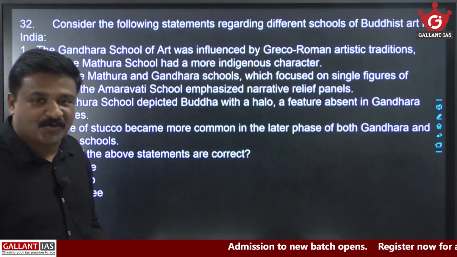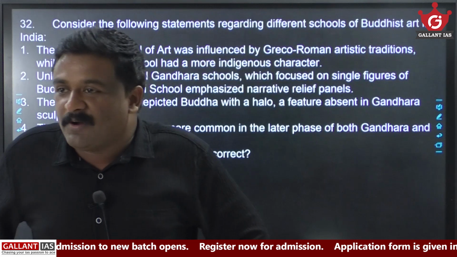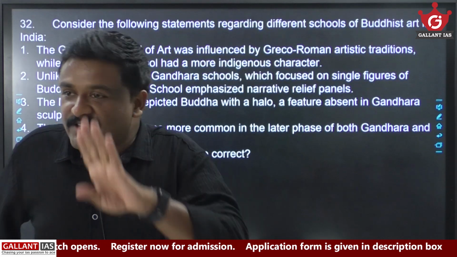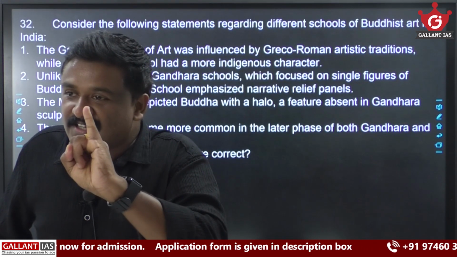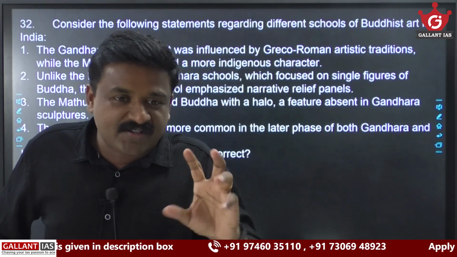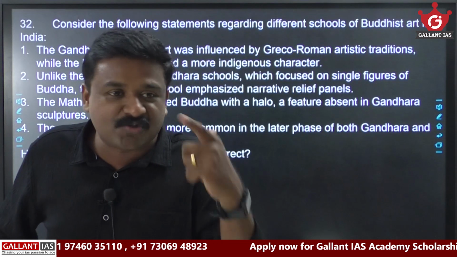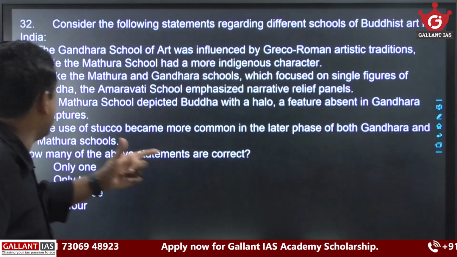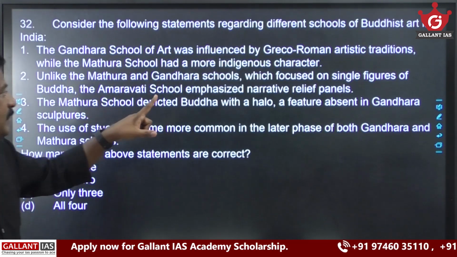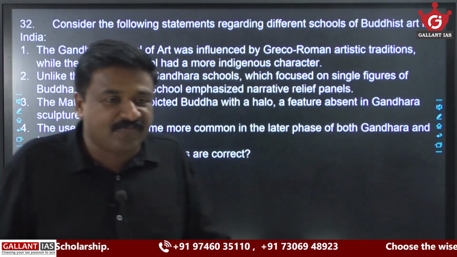Now see, there is another question about different schools of Buddhist art. In the post-Mauryan era, there are three schools of Buddhist art: Gandhara, Mathura, Amaravati. Some basic fundamental things are very clear to you. If you know the fundamentals, this question is answerable. Gandhara school of art was influenced by Greek and Roman artistic traditions. Mathura was indigenous. Perfectly fine.